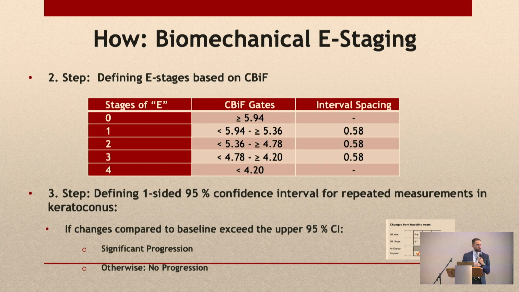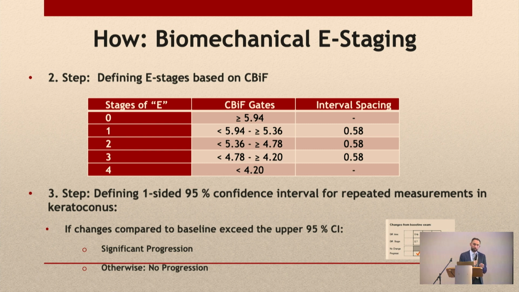So what we did in collaboration with them was to judge, well, if the CBI-F is correlated with the progression of the disease, what is the term that is most correlated to it? Meaning, is the CBI-F correlated to thickness, to posterior radius of curvature, or to anterior radius of curvature? And we have seen that it was very much correlated with posterior radius of curvature. So we decided to make the gates based on the B value, the posterior radius of curvature.